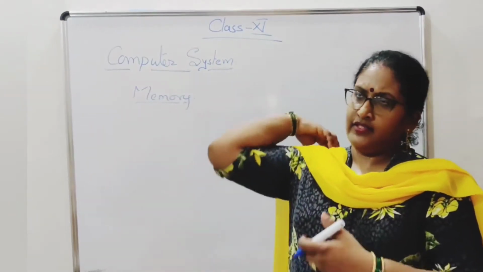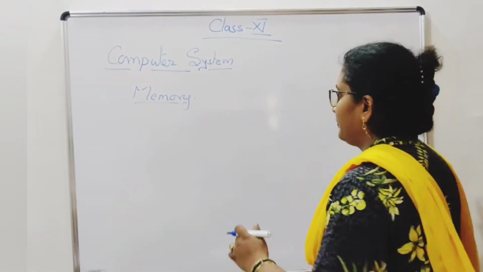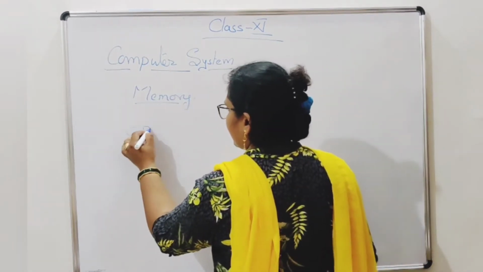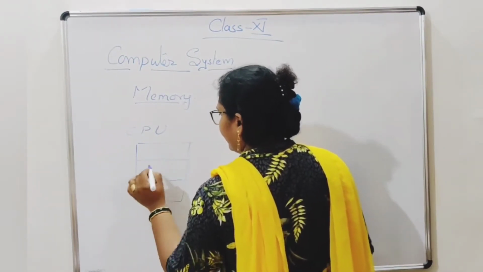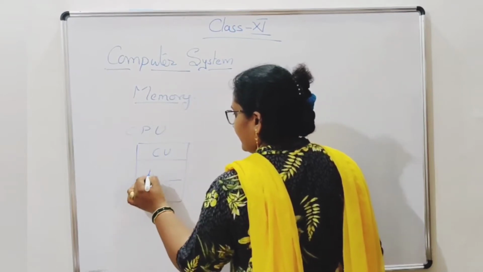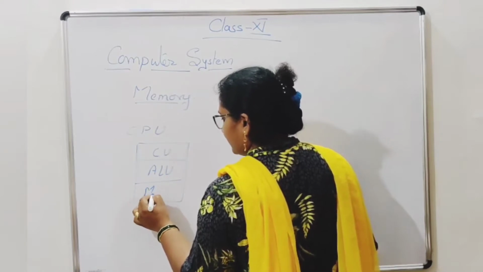In my first video I told about the CPU. Okay, CPU, what is that? CPU, central processing unit, in which you will be having three different units. One is control unit, next one is arithmetic logic unit, and third one is your memory.